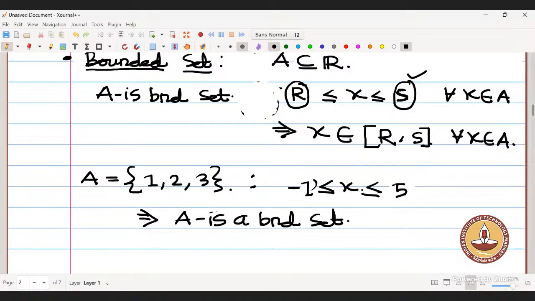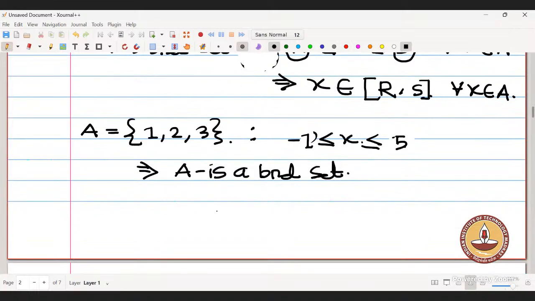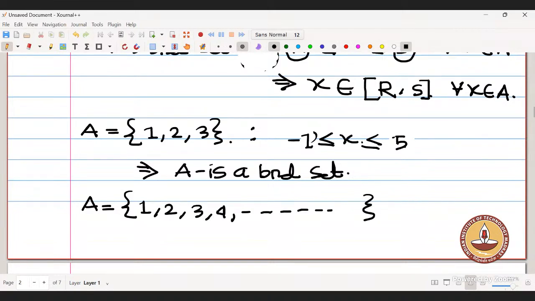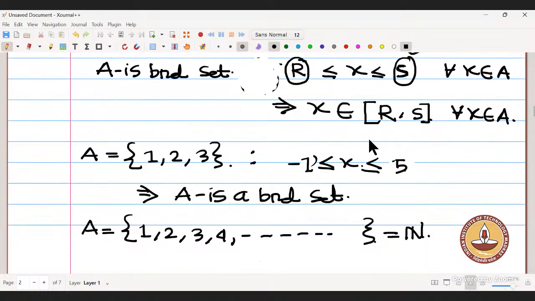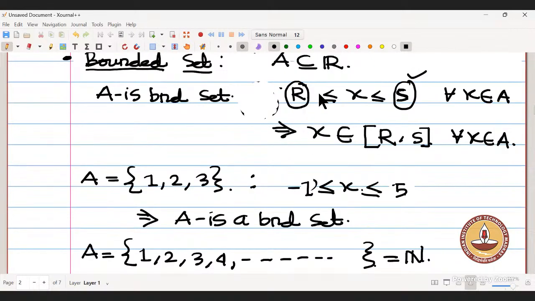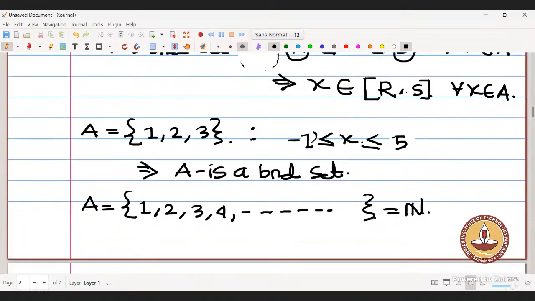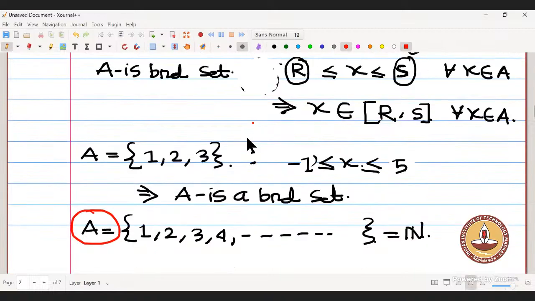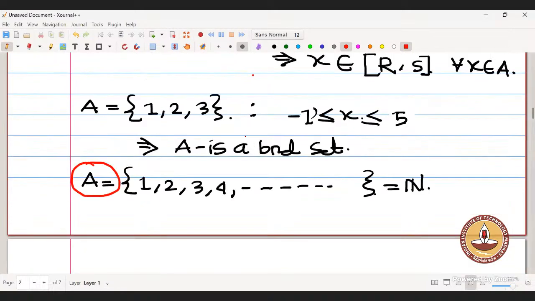Okay. Now this is easy, so now you consider a slightly trickier example. Let me take 1, 2, 3, 4, 5. So in particular, I'm taking all the natural numbers. So this A is nothing but N. Now, do you think I can find an R and S that certainly bound this set A? No, sir. We can only find R. Yes, upper bound is not possible. Yes, lower limit we can find. Yes, correct. You can find R.